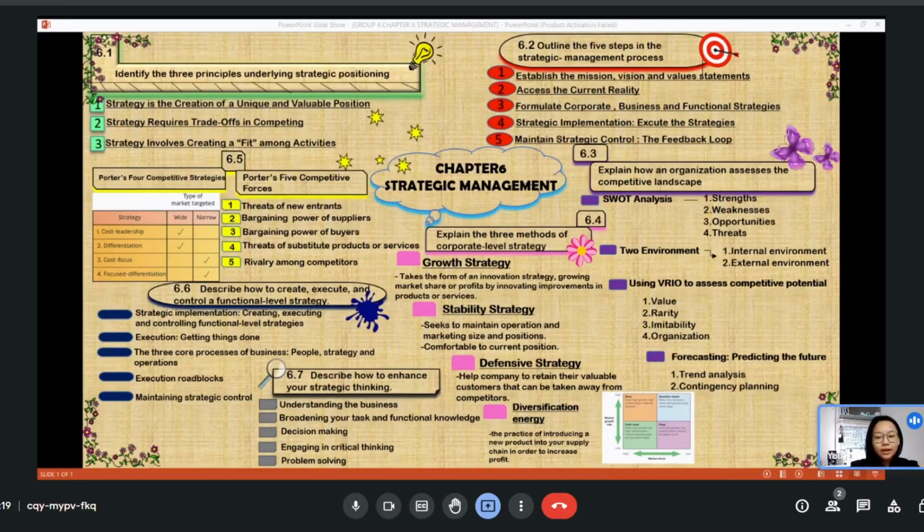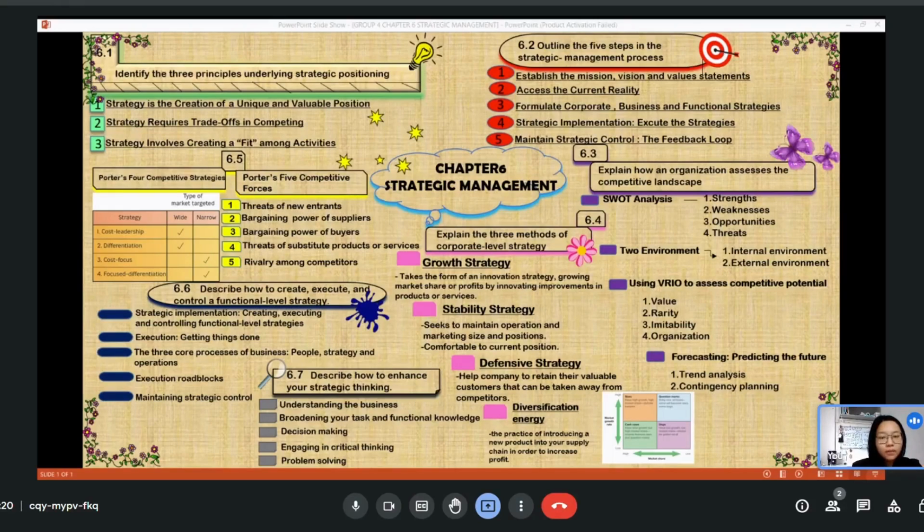Then, bargaining power of buyers refers to the pressures that customers or consumers can put on a business to get them to provide higher quality products, better customer service, or lower prices. Next, threats of substitute products or services. Put simply, a substitute is a good that can be used in place of another. For example, e-books replace physical books. Last, rivalry among competitors. For example, both companies are similar in size and offer a similar range of products.